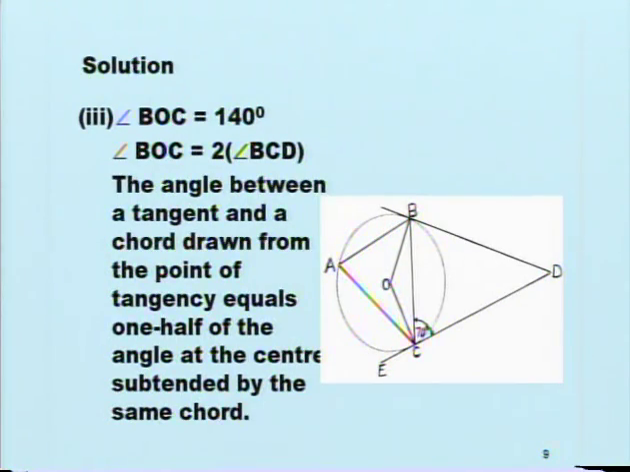That is, angle BCD is equal to angle BAC. The third part, angle BOC is equal to 140 degrees. Reason, angle BOC is equal to twice the size of angle BCD. The angle between a tangent and a chord drawn from the point of tangency equals 1/2 of the angle at the center subtended by the same chord.